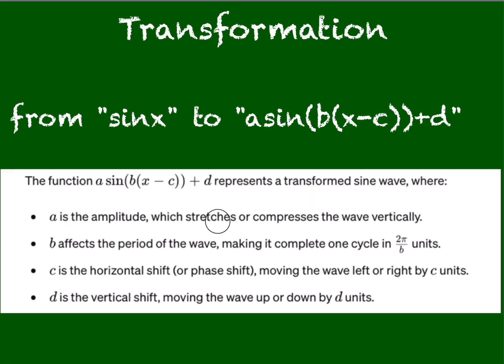First, I will explain how to find the amplitude, which determines the vertical stretch or compression of the graph. Second, I will explain how to find b and discuss how it affects the period of the function. Third, I will cover how to find c and explain how it affects the horizontal shift or phase shift of the graph. Finally, I will explain how to find d and how it affects the vertical shift of the graph.